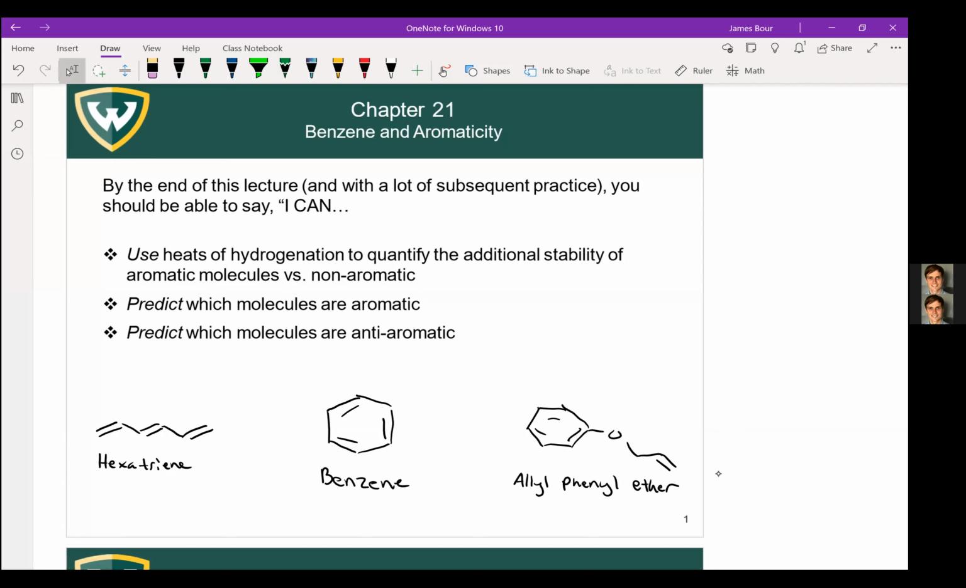By the end of today, you should be able to use the heats of hydrogenation to quantify the additional stability of aromatic molecules versus non-aromatic molecules. You should be able to predict which molecules are aromatic and predict what molecules are anti-aromatic. And then finally, a last little point to add here, we're going to touch on nomenclature for these molecules.